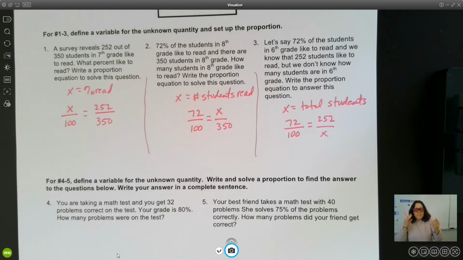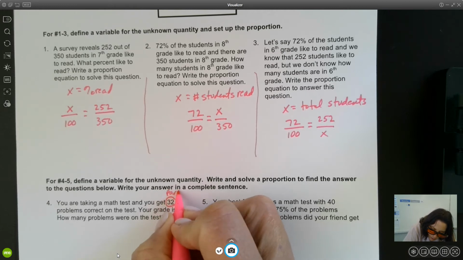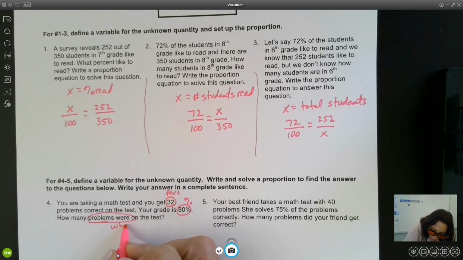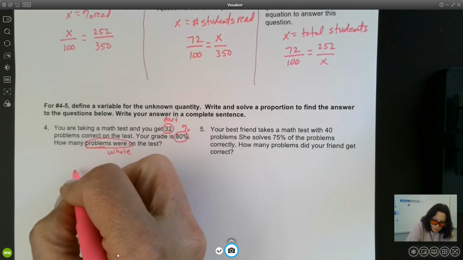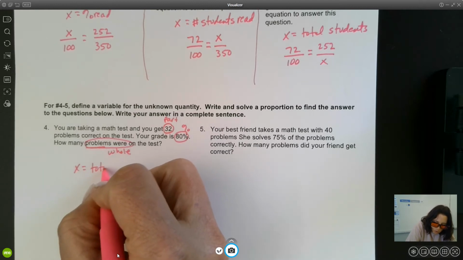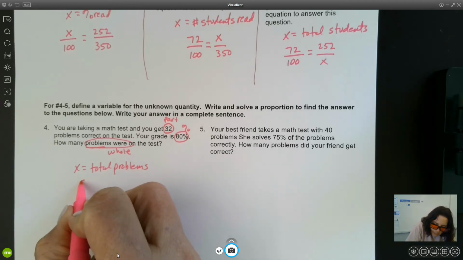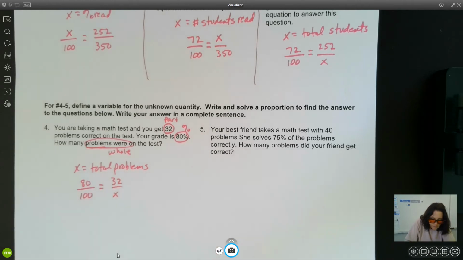Okay, very important to be thinking about, is there a part? Is there a whole? Is there a percent? Okay, so this right here is the part. This right here is the percent. And the number of problems on the test is the whole. Okay, so that's where you're going to be plugging in those values. So we're going to let X be total problems. So we've got 80% over 100 equals 32 over X.